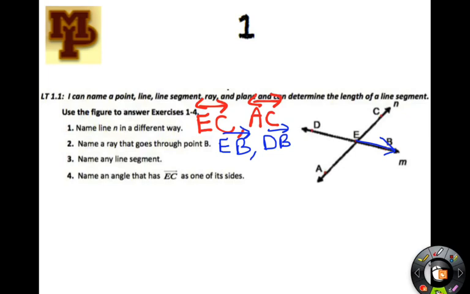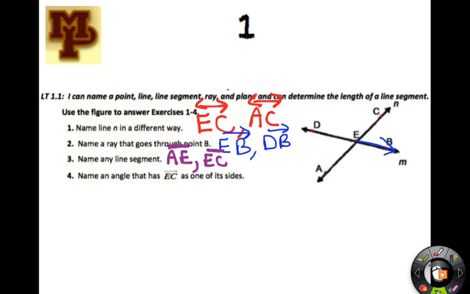Alright, any line segment. There are so many on here, so any 2 points that are on the same line segment there, just make sure you put a little segment above it. Or even EC, again with the little line segment above it.